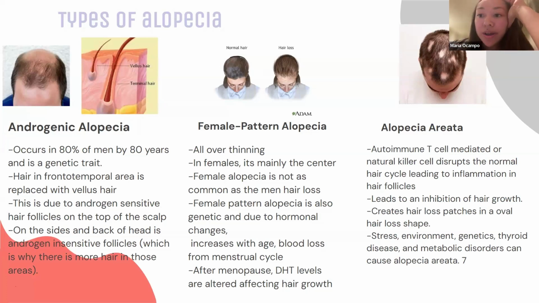And for alopecia areata, basically certain patches on the head have hair follicles that fall out easily due to autoimmune T cell mediated or natural killer cell activity disrupting the natural hair cycle, leading to inflammation. And once again, stress, environment, genetics, and metabolic disorders can cause alopecia areata.